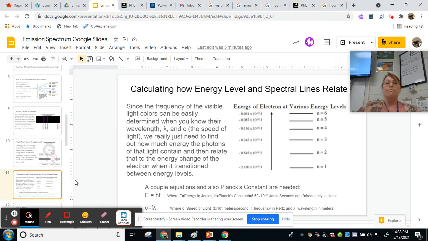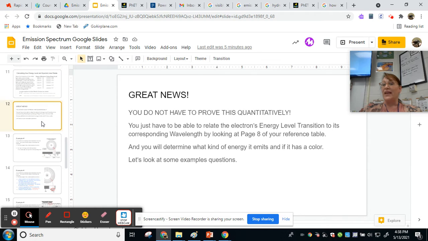Now, if you get into a more advanced physics class, or advanced chemistry class, you'll be calculating how the energy levels of the electrons and their positions and possible locations relates to the spectral lines in a little bit different way. You're going to use Planck's constant. You're going to use this really cool equation that says that energy is equal to Planck's constant times frequency. You'll do a speed of light calculation where the speed of light is equal to frequency times wavelength. Pretty cool stuff. But we're going to skip all that. Thank goodness. We do not have to prove this quantitatively.